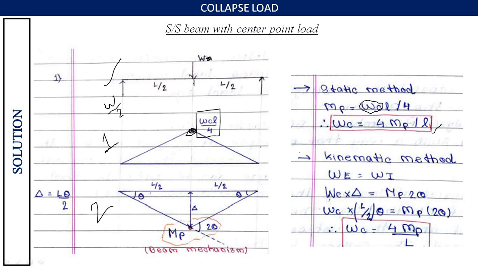Now let us see it using the kinematic method. In the kinematic method we have to equate that the external work is equal to the internal work. Here I have written external work is equal to internal work.